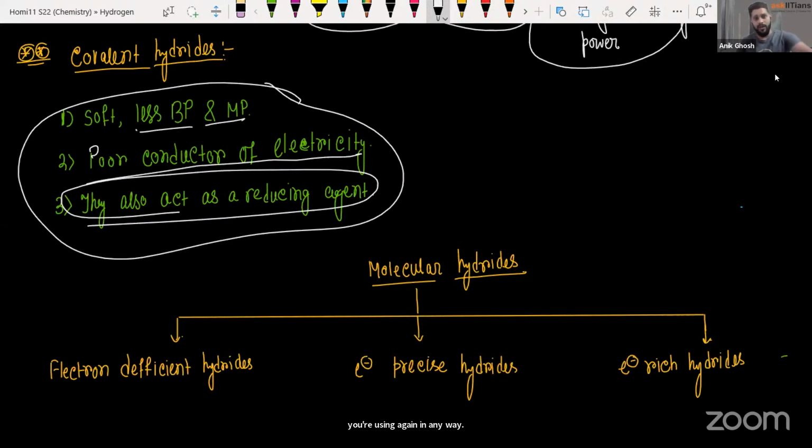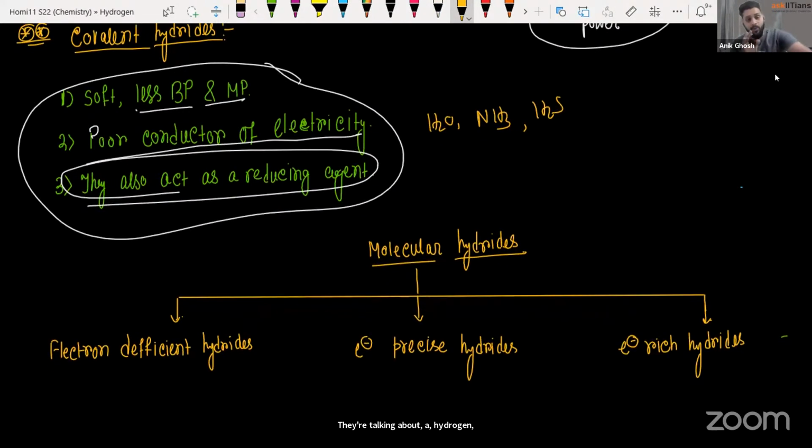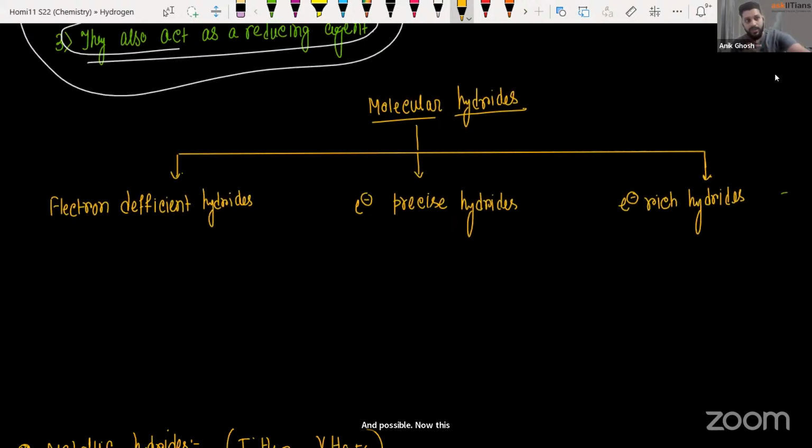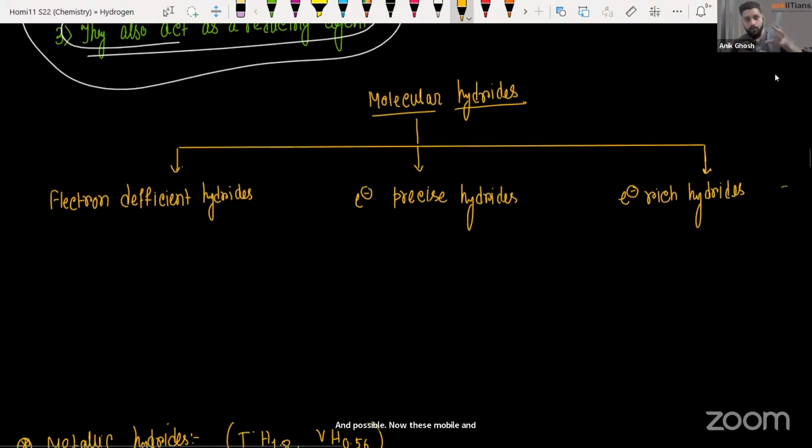So what are the covalent hydrides we are talking about, guys? We are talking about water. We are talking about ammonia. See, both of them are non-metals over here, right? We are talking about hydrogen sulfide and these kinds of compounds. Now, these covalent hydrides are of three types, guys: electronically deficient, electronically precise, electronically rich. See, don't try to remember all these things. These are all things that you already know.